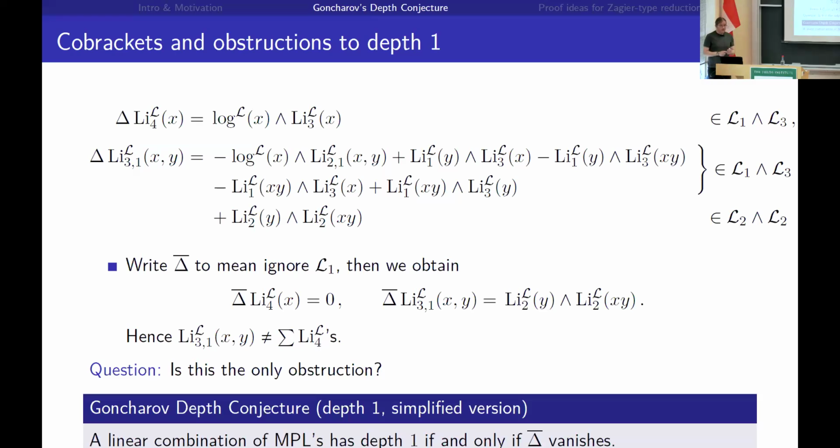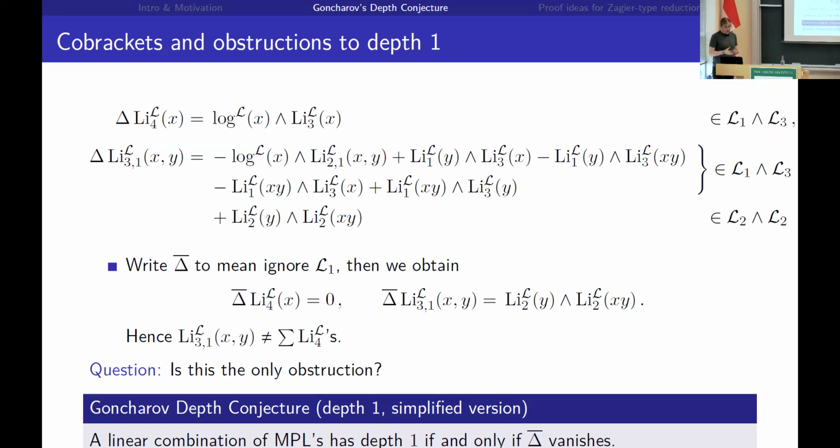The question you want to ask now is: is that the only obstruction that you get to this thing? Like if you can find some combination of Li4s, some combination of these depth 2 things where there's no weight 2 wedge weight 2 piece, does that guarantee you came from this depth 1 polylog? And the conjecture, which is actually in this case now settled, in this case in weight 4, is that that's the only obstruction.